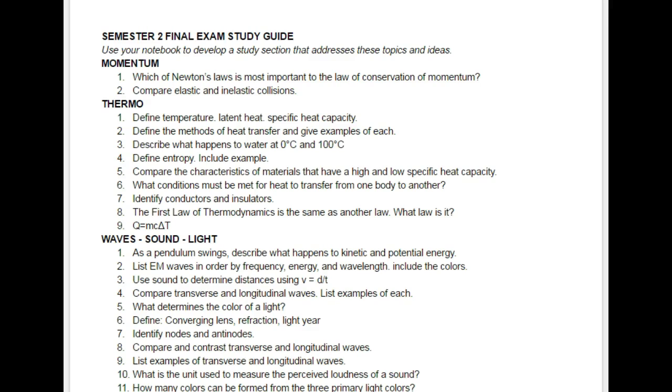You need to compare elastic and inelastic collisions. You need to be thinking about which one conserves kinetic energy and which one loses kinetic energy.